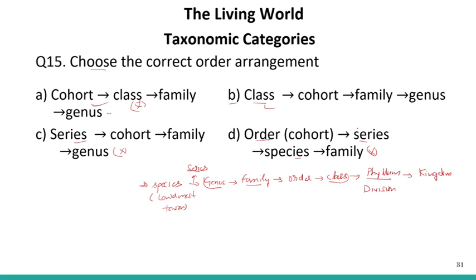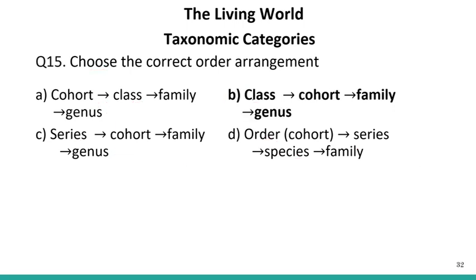So what should be the correct answer? Option B should be the correct answer. Here they are saying order is cohort, so cohort comes here. So the correct answer is option B: class, cohort, family, and genus.